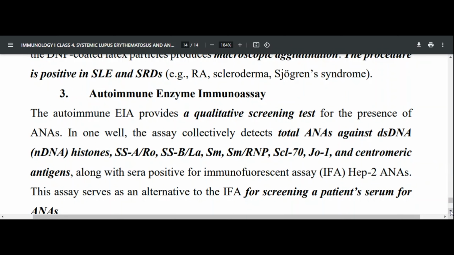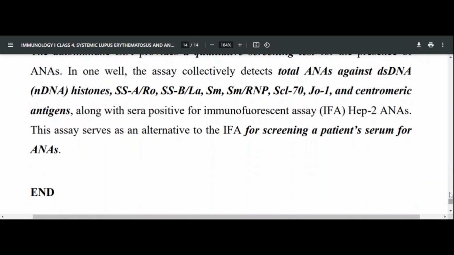So what we use commonly here is the fluorescence technique to detect antibodies against the nucleus or nuclear components.